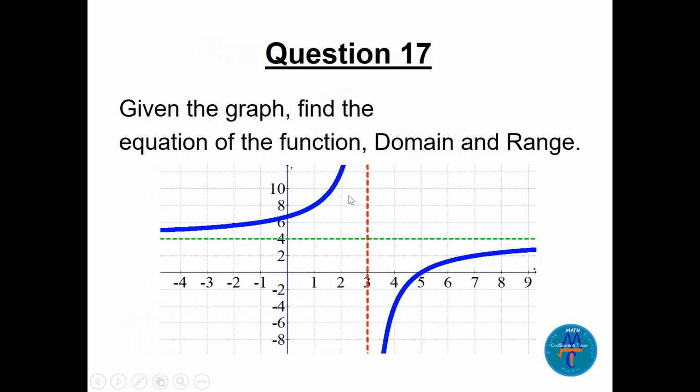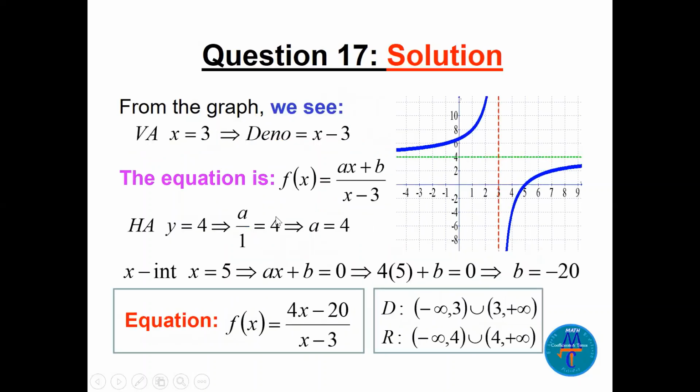We have the graph here given. Find the equation of this function, the domain and range. This is a rational function. See, there's a vertical asymptote at 3, there's a horizontal at 4, and this is the graph. So how do we start? From the graph here, we look at the vertical asymptote, x equal 3. So in the denominator, we have x minus 3 there. Then we can write the equation ax plus b over x minus 3.